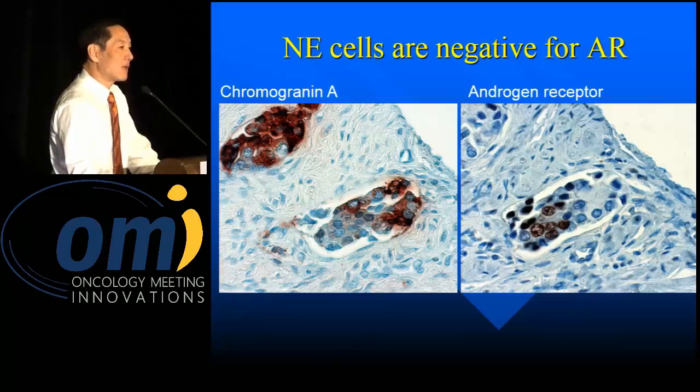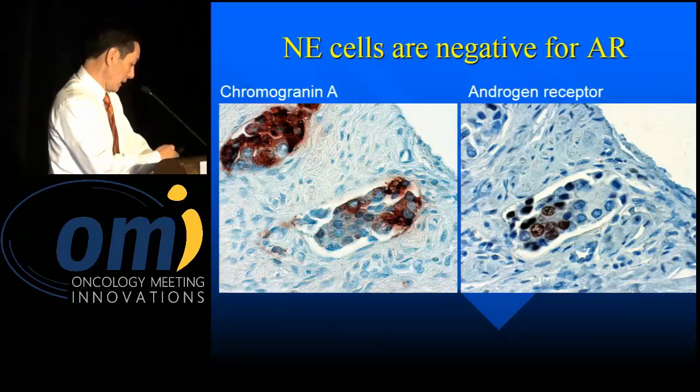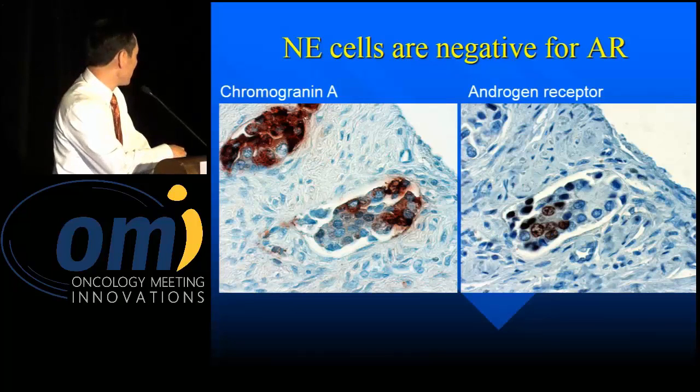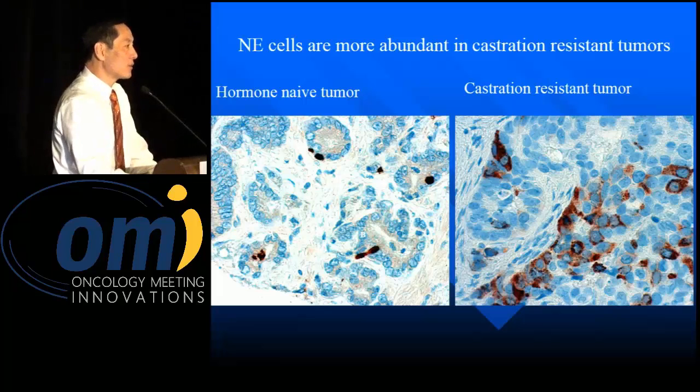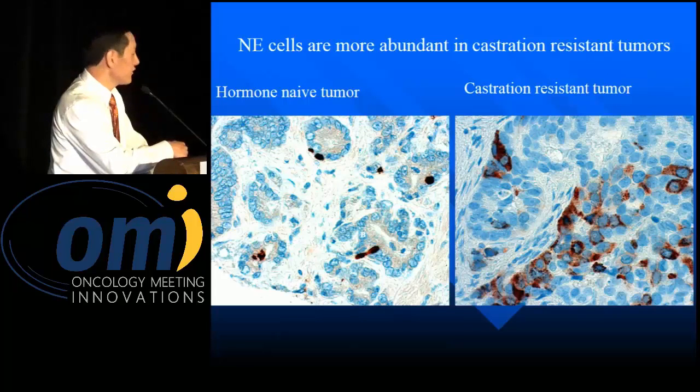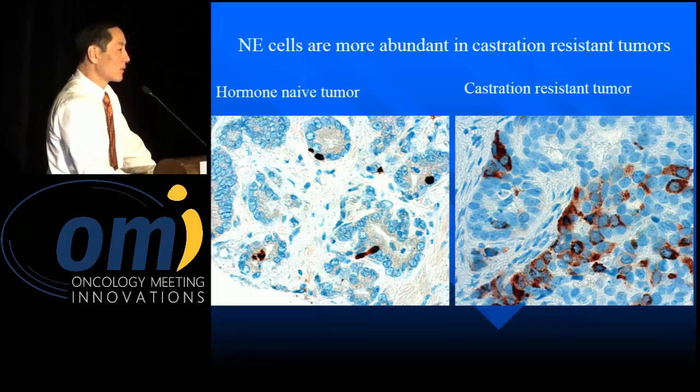Now we realize that this AR targeted therapy is not curative, and lots of people are looking at combination therapy to cure cancer. But I think one important area of combination therapy may be to co-target these luminal type tumor cells, using traditional approaches such as AR inhibition, as well as neuroendocrine cells. But so far, we don't know how to target these neuroendocrine cells, because they don't express androgen receptor, they are resistant to hormonal therapy and targeting androgen receptor. You can see that in hormone-naive tumors, tumors that have not been treated with hormonal therapy, you only have scattered neuroendocrine cells. But in general, once you have castration-resistant tumor, there are abundant neuroendocrine cells.